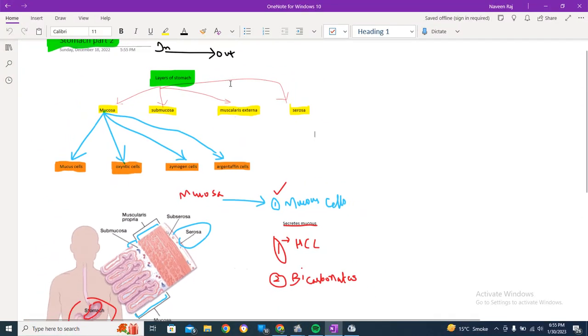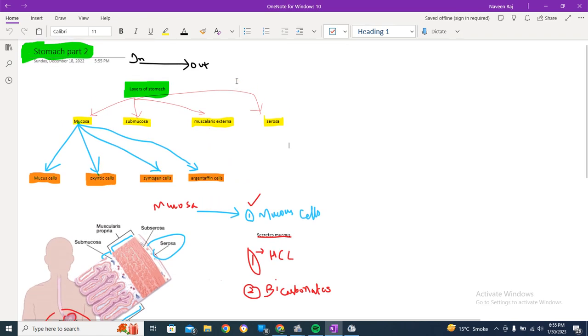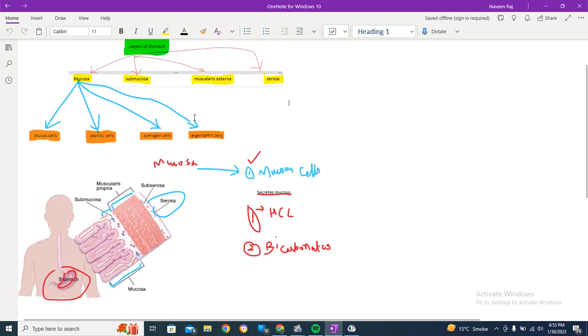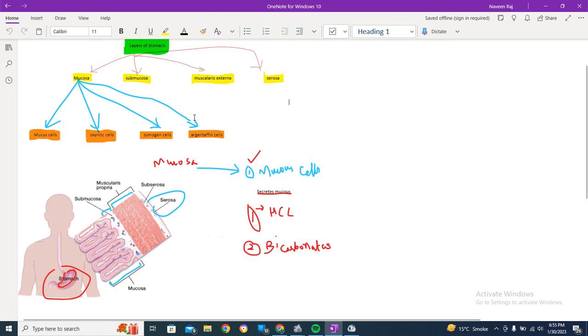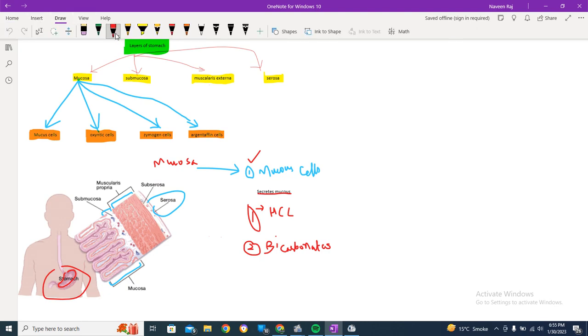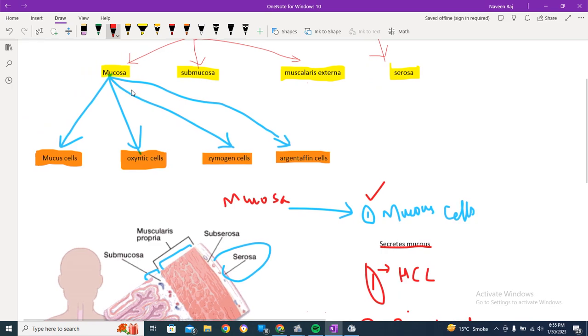In the last video, we discussed, in part 2 of the stomach, the different layers of the stomach. We discussed the mucosa, submucosa, muscularis externa and serosa, while we looked into the mucosal layer in detail, which consists of four different cells: mucous cells, oxyntic cells, zymogen cells, and argentaffin cells. We are completed with the mucous cells, and this is time for the oxyntic cells.